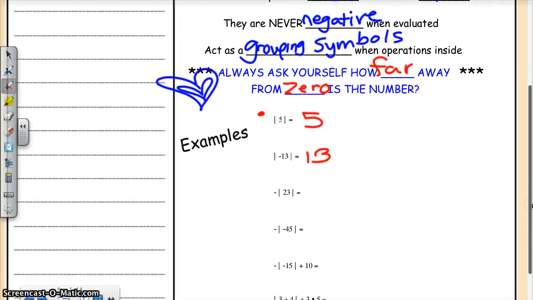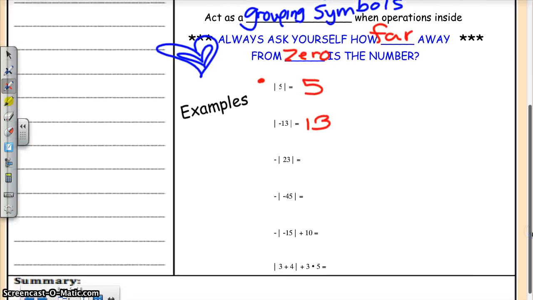Negative the absolute value of 23. How far away is 23 from 0? 23, bring down the negative. So final answer is negative 23. Negative the absolute value of negative 45. How far away is negative 45 from 0? 45. Bring down the negative. Negative 45.